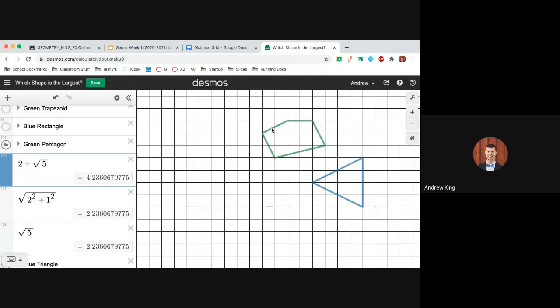the square root of 2 squared plus 1 squared. So what we can do with that is we can say, since I have 3 of these square root of 5 segments, I'm going to multiply it by 3. Just stick a 3 in front. So 2 plus 3 times square root of 5.